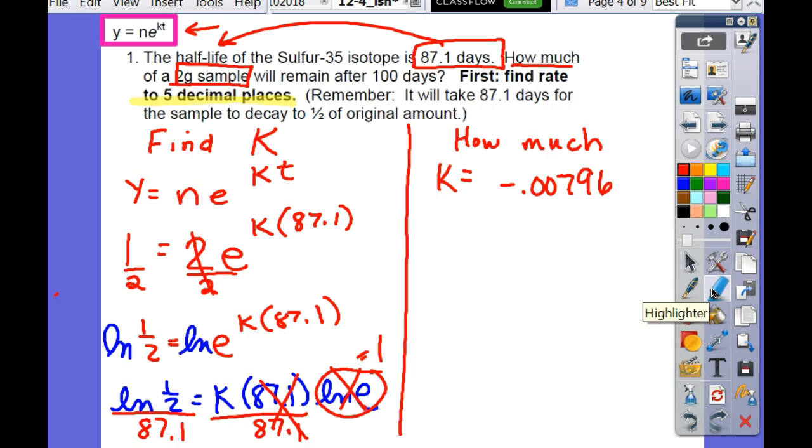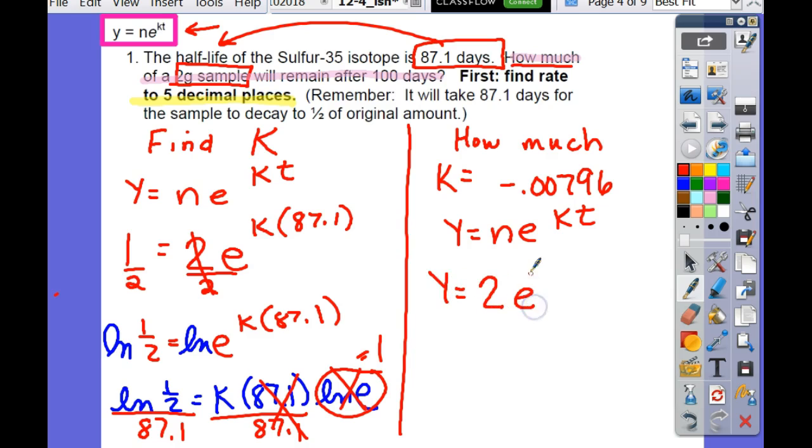Now we're ready for the second part of the problem. How much of a 2-gram sample will be left after 100 days? You cannot answer that until you know what the K is. That's why we figured the K out first. 2 grams times e to the negative 0.00796 after 100 days.